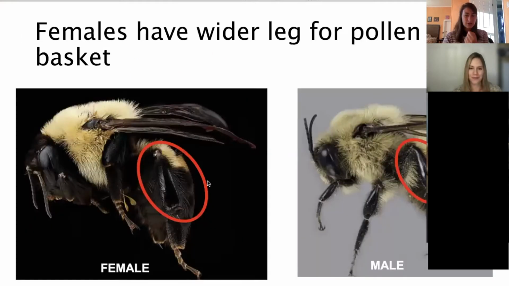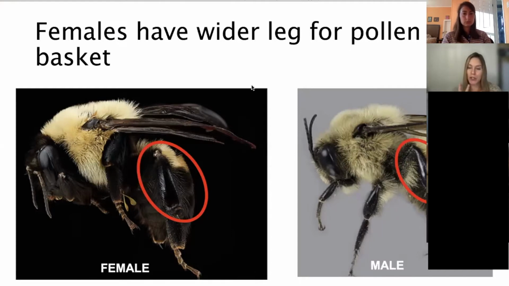So this is one way to tell the females from the males, and this is the same species. These are both Bombus griseocollis, but the females have this really thick leg section right here where they stick all the pollen, whereas the males don't.